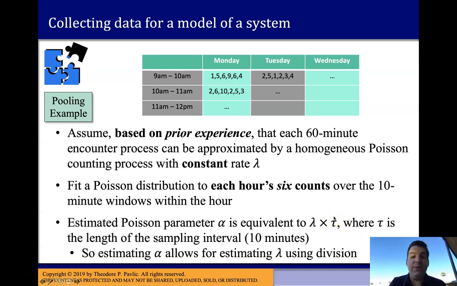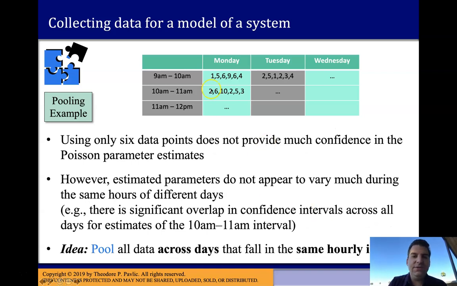All right, but I wanted to get back to pooling. Using these 6 data points for this one little interval from 9 a.m. to 10 a.m. in this Monday region here does not provide me a lot of confidence in my Poisson parameter estimate because it's only 6 data points. So the confidence interval on this alpha parameter, on this 5.17, is going to be very large.